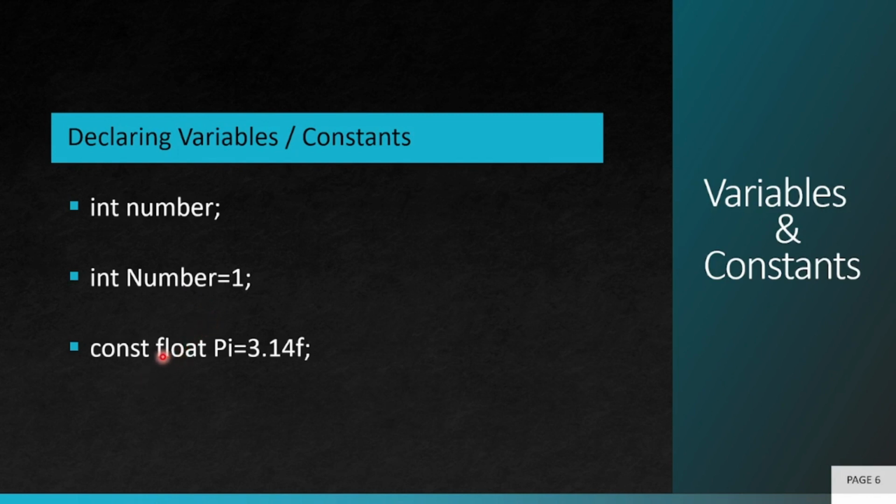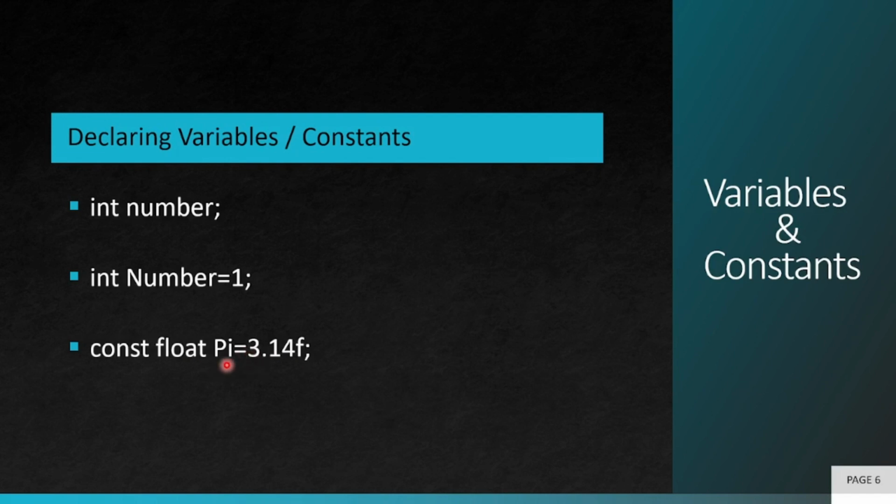To declare a constant, we start with the keyword const. Next, we have the data type and an identifier. And here we have to initialize it with some value. We cannot define a constant without setting its value.